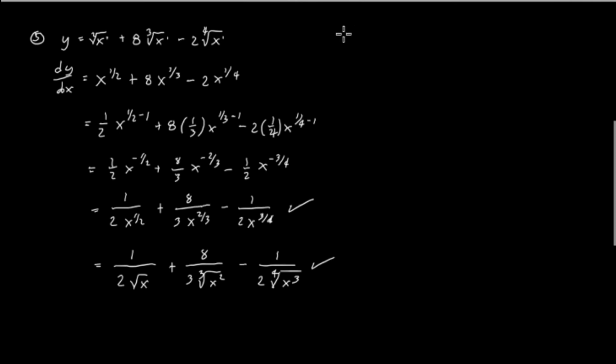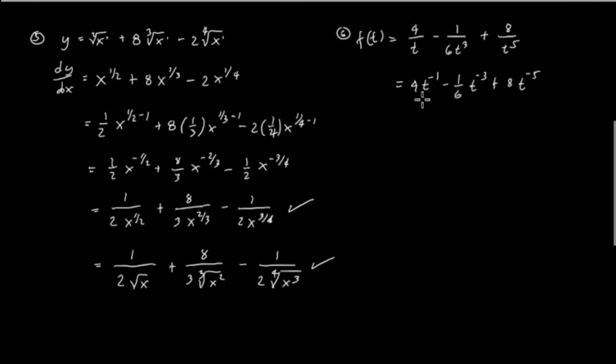Example number 6. Function of t is equal to 4 over t minus 1 over 6t cubed plus 8 over t fifth. Then convert the fraction to negative exponent, or 4t^(-1) minus 1/6 t^(-3) plus 8t^(-5).